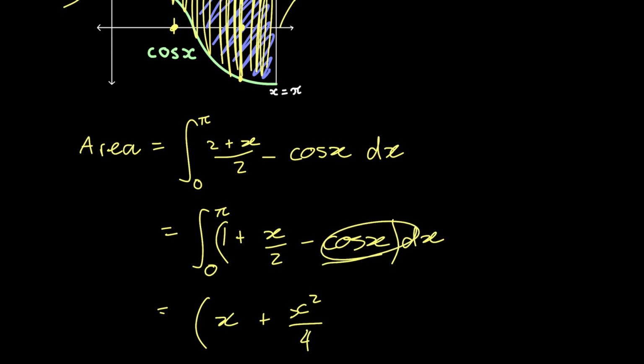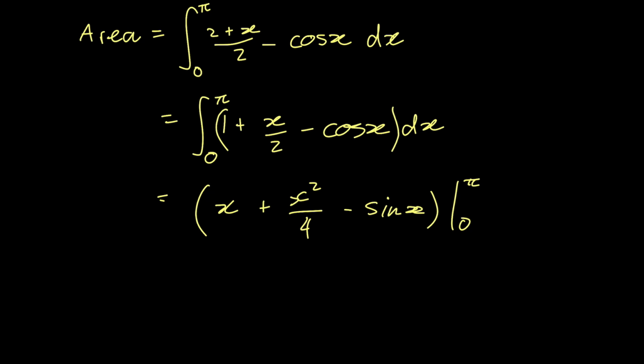And then the integral of cosine of x is sine of x, so the integral of negative cosine of x is negative sine of x. And this is being integrated from 0 to pi, so our bounds now are 0 and pi. Now, if we substitute in pi into this equation, we get pi plus pi squared over 4 minus, and sine of pi is going to be 0.